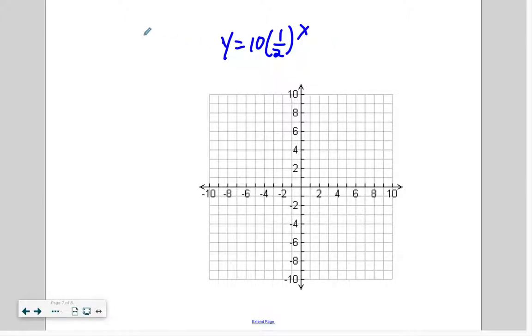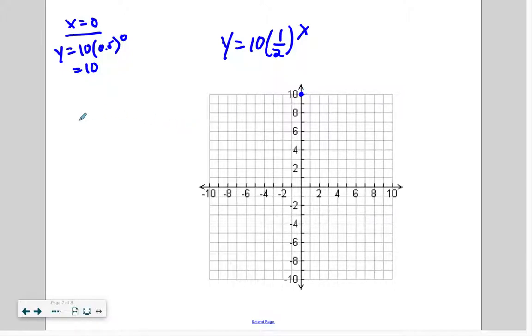So what happens when we start plugging in numbers? You guys can try. X equals 0. See if you can beat me to the answer. Y equals 10 times 0.5 to the 0 power. Anything to the 0 power is 1. This puts us at 10. 0, 10. Whoa. Okay, that's kind of crazy.